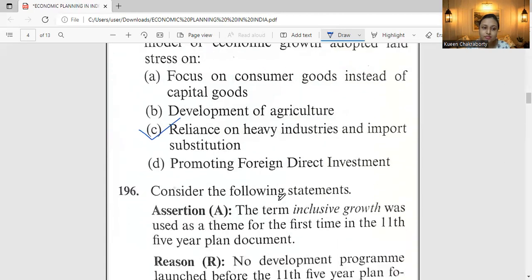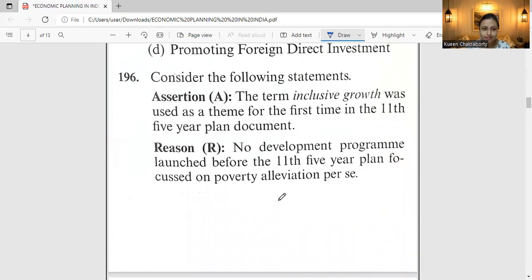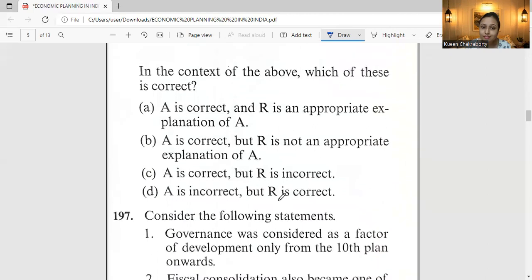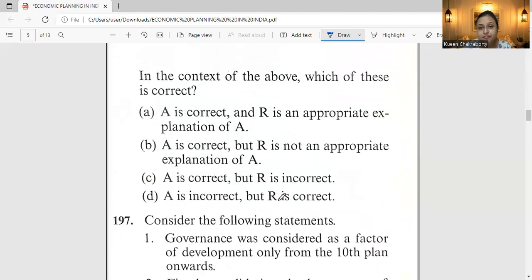Okay. Next, moving on to question 196. Again, we have two statements, that is assertion and reasoning. Consider the following statements. Assertion: the term inclusive growth was used as a theme for the first time in the 11th 5-year plan document. And the reason is, no developmental program launched before the 11th 5-year plan focused on poverty alleviation per se. In this context, which of the above are correct?